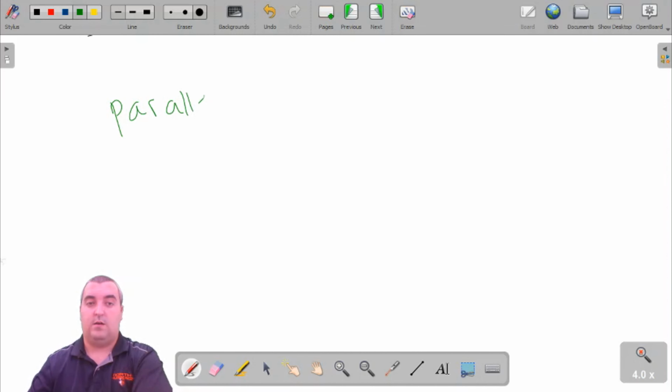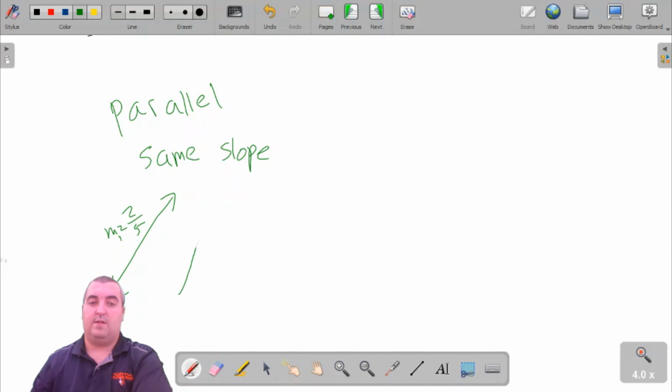lines. So if you have parallel lines, one of the things to remember, the biggest thing dealing with slope, is that they have the same slope. So if this line has a slope of 2/5, say m1 equals 2/5, and then they say, oh, this is a parallel line, which they can do with the little arrows or whatever, they can just tell you, that means that this one's slope would also have to be 2/5. Okay, so that makes them parallel.